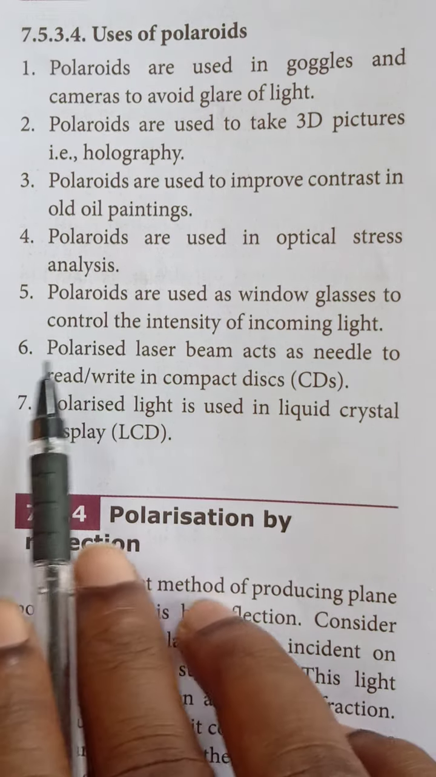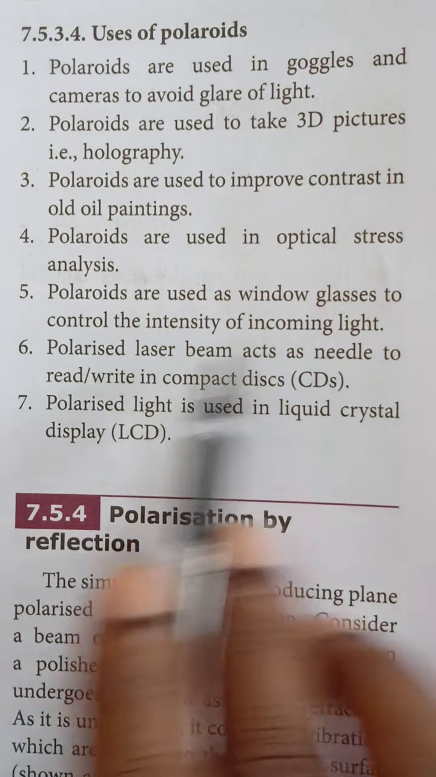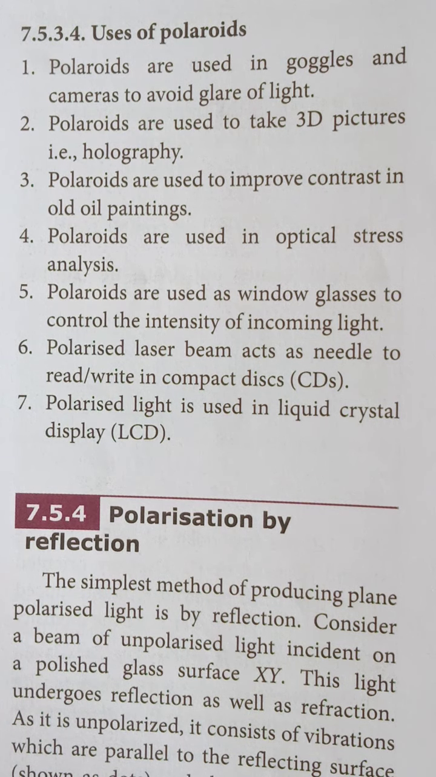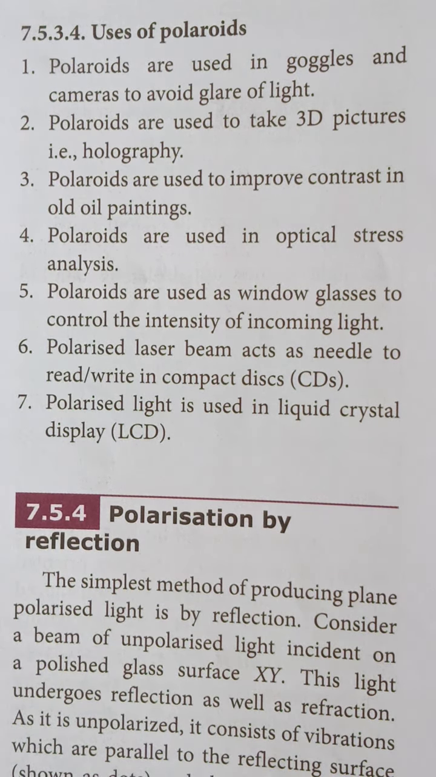Polarizers are used as window glasses to control the intensity of incoming light when we are traveling in an aeroplane. The aeroplane flies above the surface of the earth, so many light rays are possible. To avoid the glare of sunlight, they use two different polarizers as a window, and we can adjust the inner window glass to avoid the glare of the sun's rays.